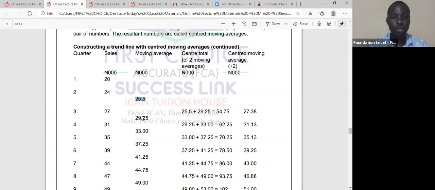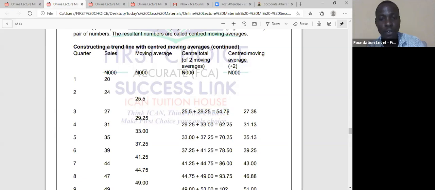So what do you do? You find an average of this and this. So you see here, you find the total between 25.5 and 29.25. When you find the total, this becomes 54.75. So now, where do you think the total will be? 2.5 and 3.5. What is the average? What is the middle point? 2.5 plus 3.5 is 6, divided by 2. You see, the average is 3. So between 2.5 and 3.5, the average is this 3. So you see everything is lining up here nicely with quarter 3.